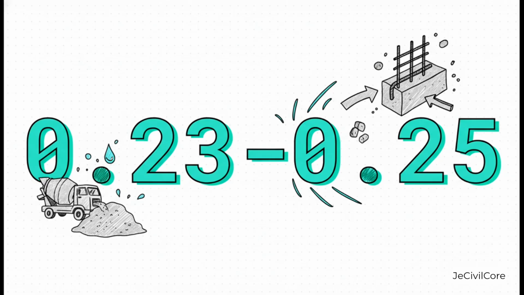So, what's the absolute bare minimum amount of water we need for this reaction to happen completely? In theory, the water-to-cement ratio needed is somewhere between 0.23 and 0.25. This little range is pure exam gold. They love to ask this. Any water you add beyond this amount is just for workability. It's not making the concrete chemically stronger.